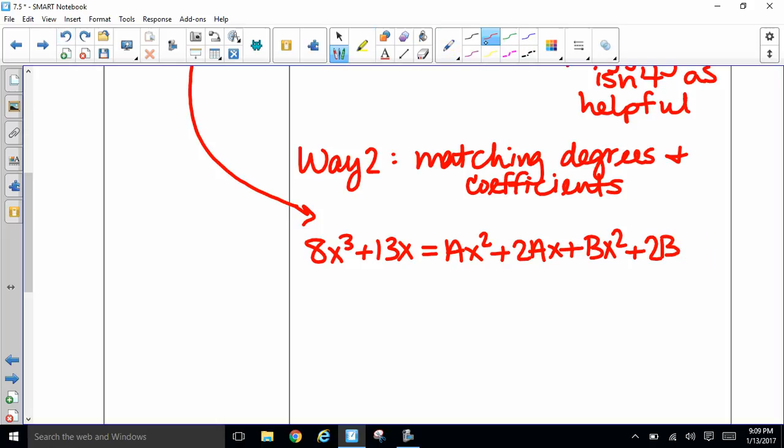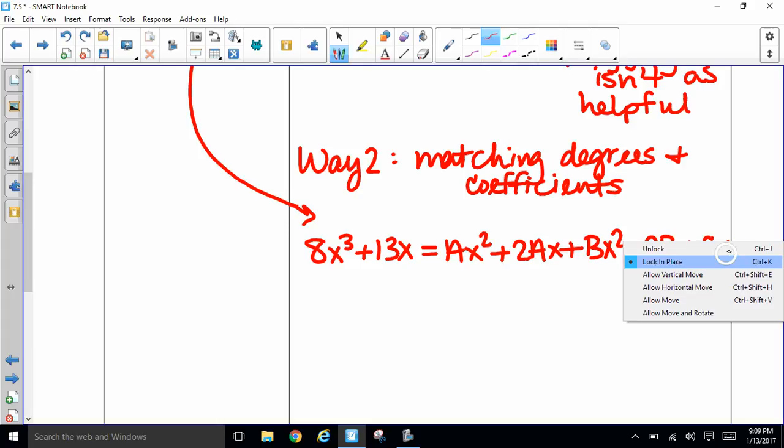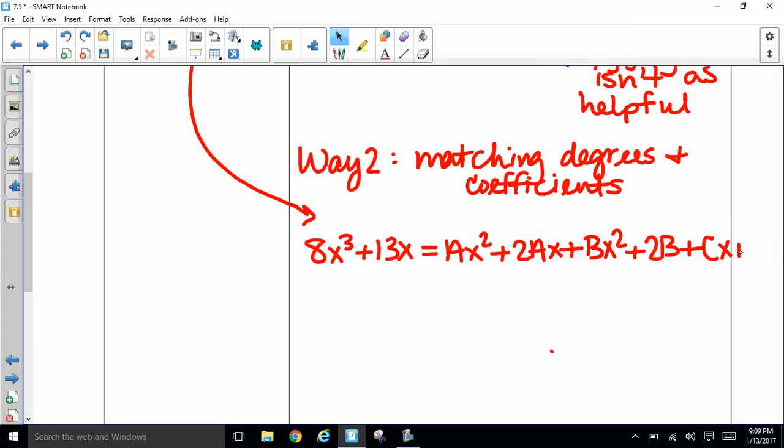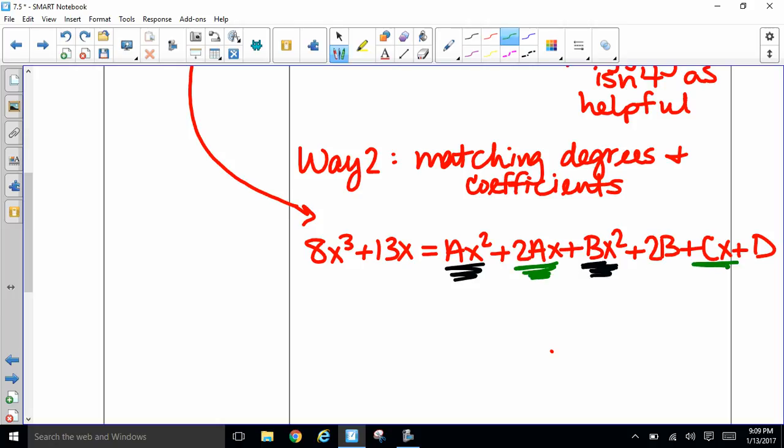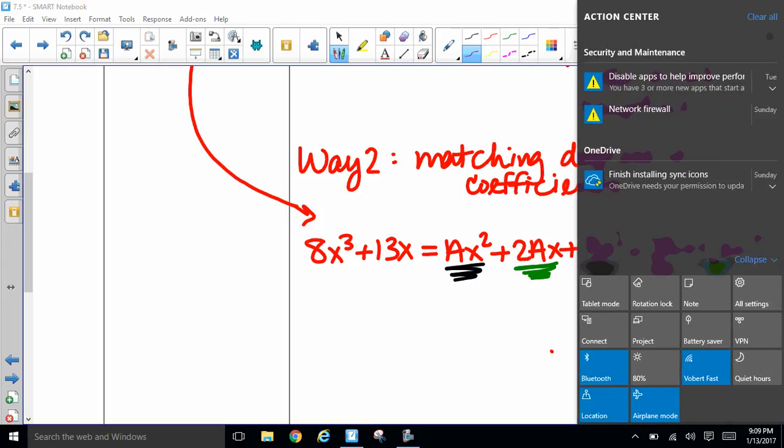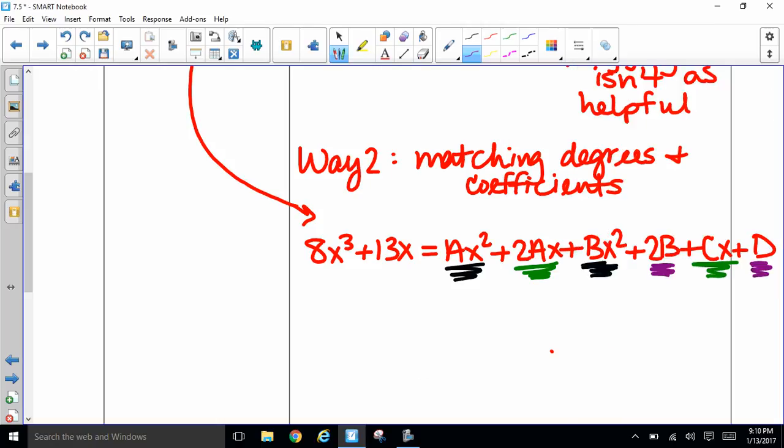Plus cx plus d. Okay, now I want to combine like terms. So I want to take a look at the things that involve x squareds if there are several. Well, there are. This has an x squared. This has an x squared. Then I want to take a look at things that involve x, so the 2ax and the cx. And then I want to take a look at my constants, so things that don't have x's with them.